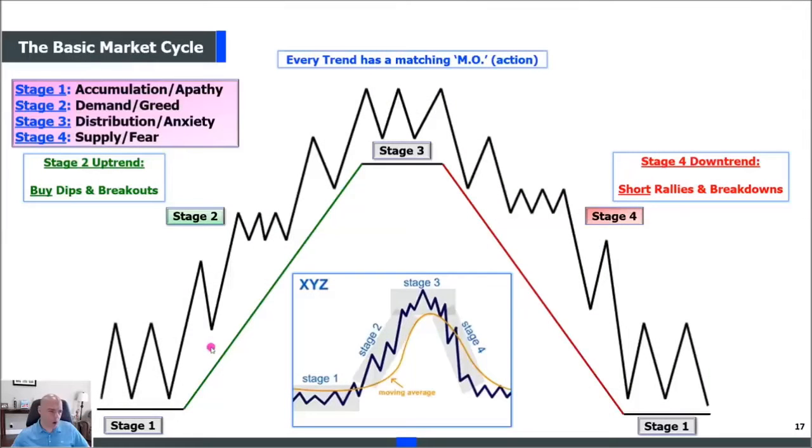Goal is to get in over here. See it right there? So it's chopping around, chopping around. Get in when it puts in that higher high and the higher low. When it puts in the higher high and the higher low, that's when you're going to get in. Okay? So we just saw what it looks like.